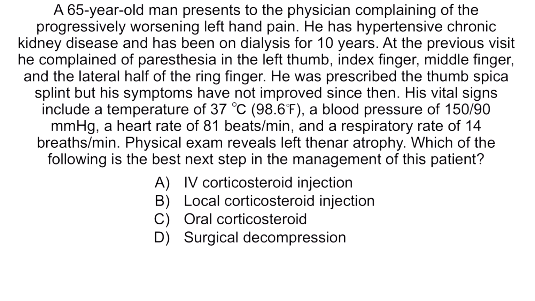A 65-year-old man presents to the physician complaining of progressively worsening left hand pain. He has hypertensive chronic kidney disease and has been on dialysis for 10 years. At the previous visit, he complained of paresthesia in the left thumb, index finger, middle finger, and lateral half of the ring finger. He was prescribed the thumb spica splint, but his symptoms have not improved since then.